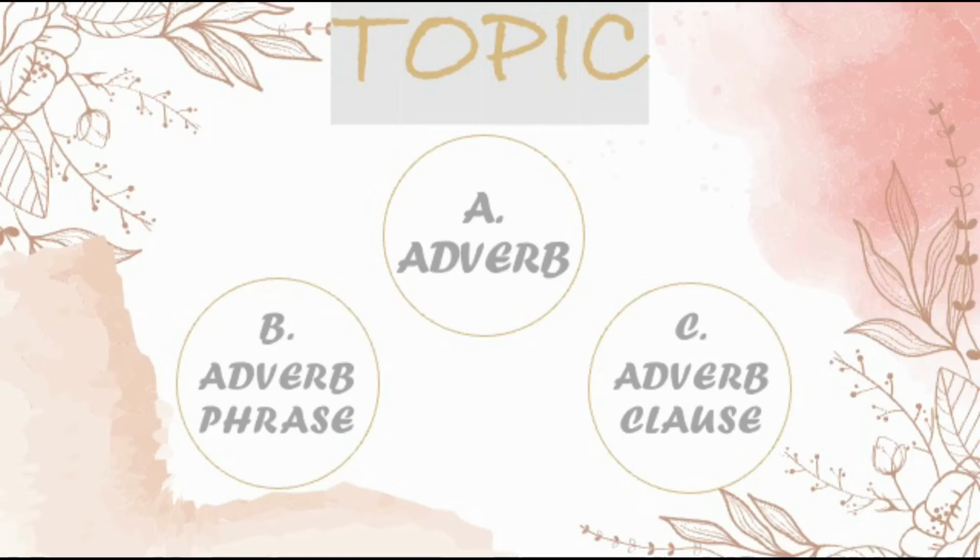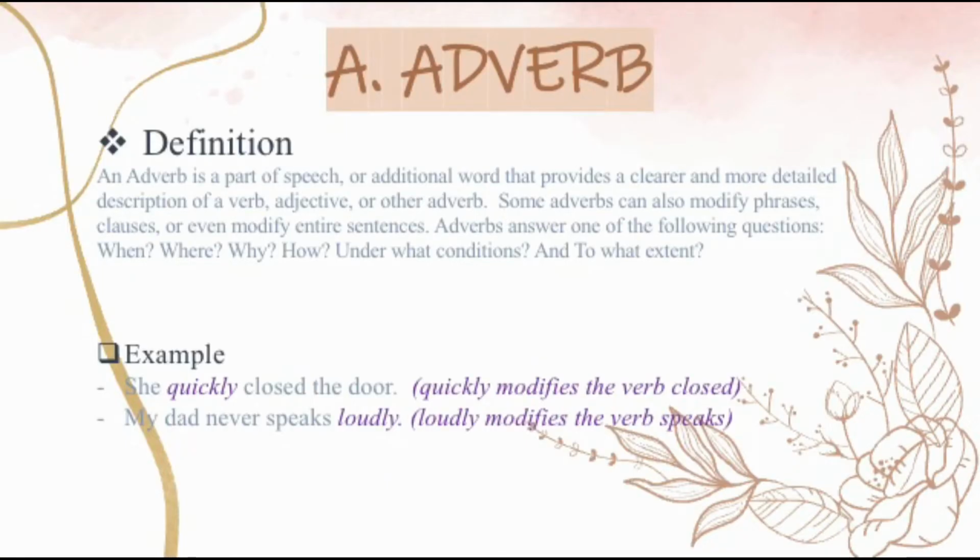We have three topics that we have to discuss. The first one is adverb, the second one is adverb phrase, and the last one is adverb clause. The first topic is adverb. The definition of adverb: an adverb is a part of speech or additional word that provides a clearer and more detailed description of a verb, adjective, or other adverb. Some adverbs can also modify phrases, clauses, or even entire sentences.